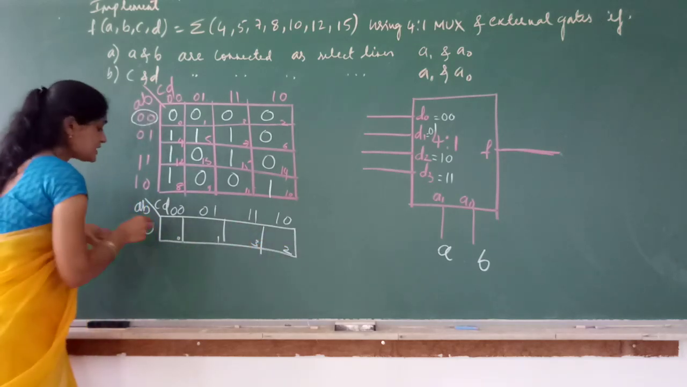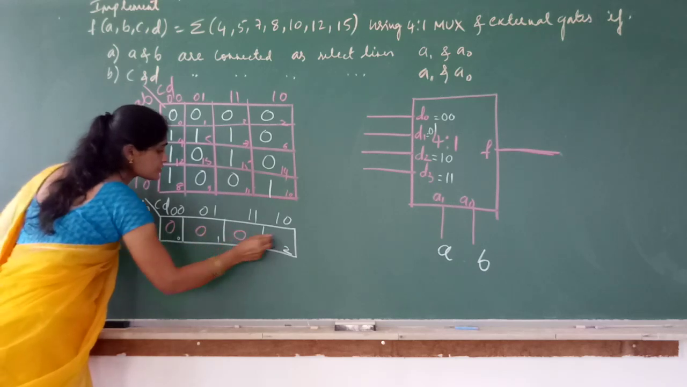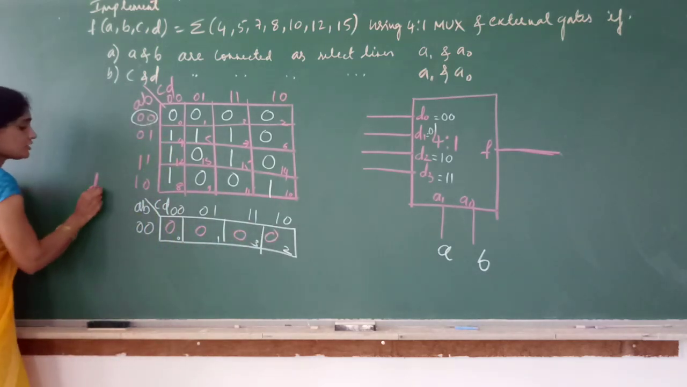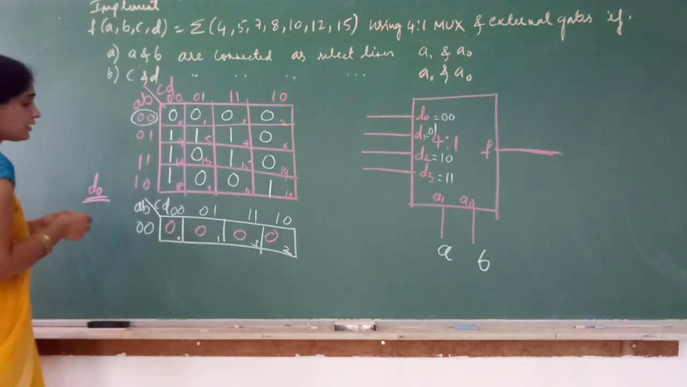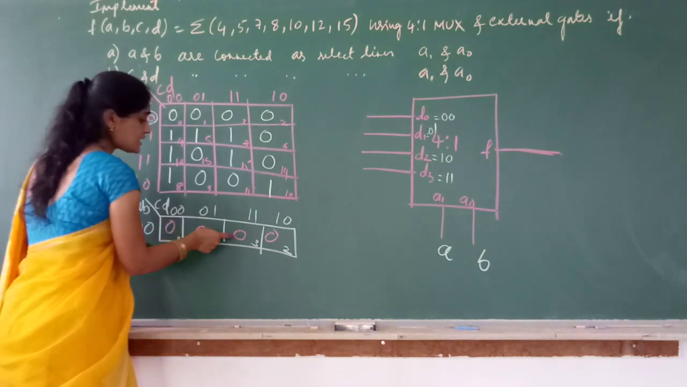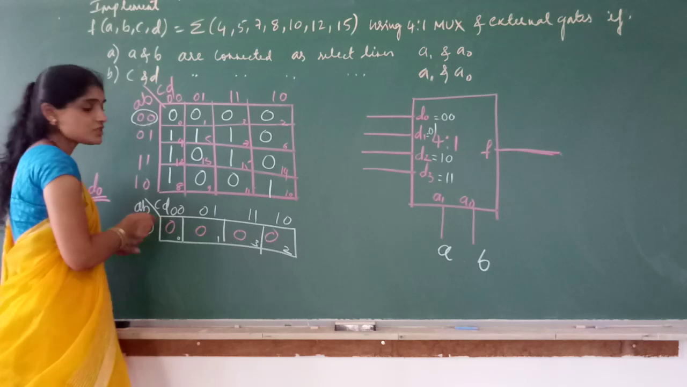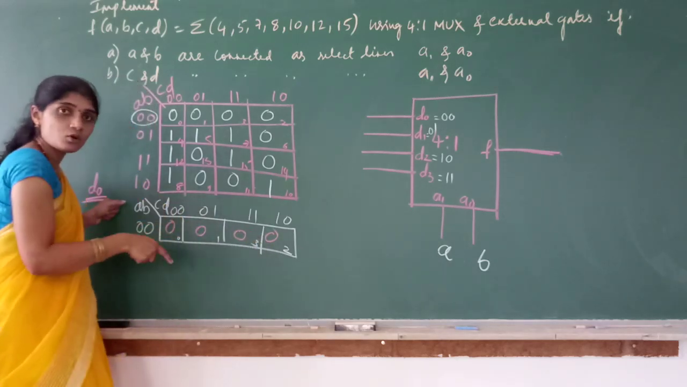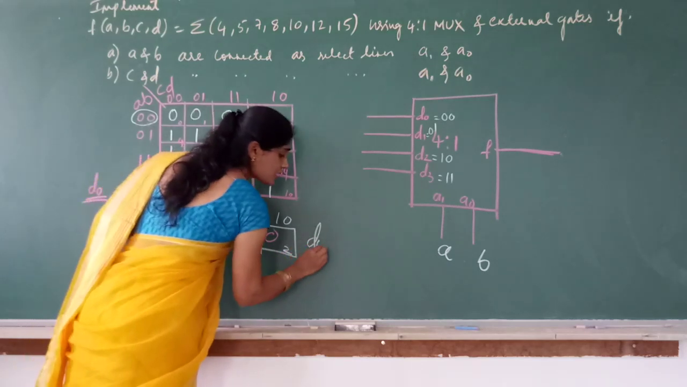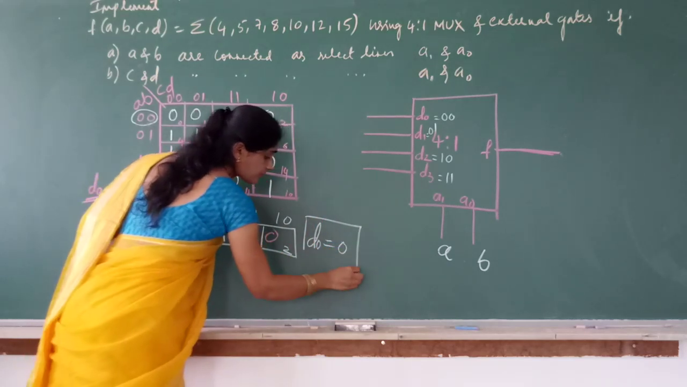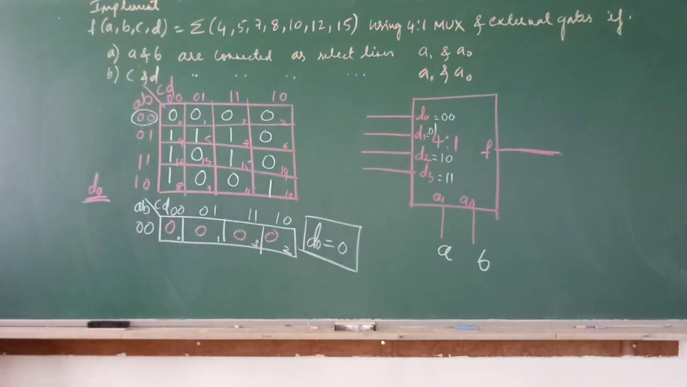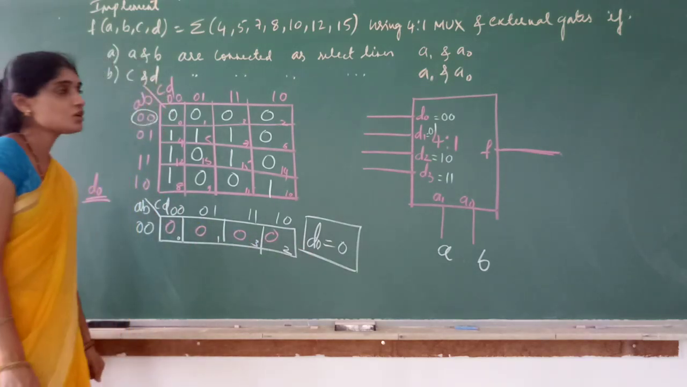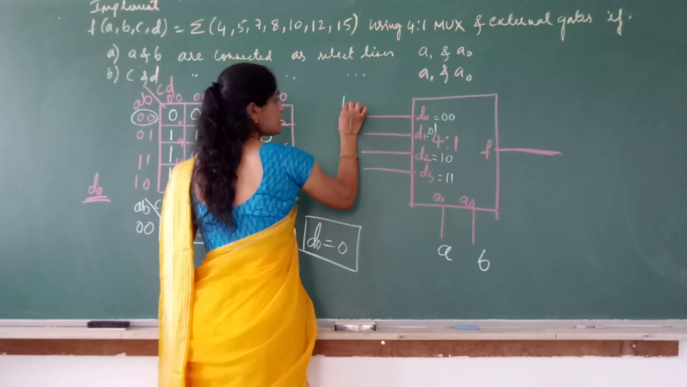And all the cells are taking what? 0, 0, 0, 0. Right? This is for D0. Now look at all the cells. All the cells are taking 0. That means for all these combinations, output is taking 0. So what is D0? D0 is 0. For all these cells, output is taking 0. So D0 is 0. You can connect D0 to logic 0.